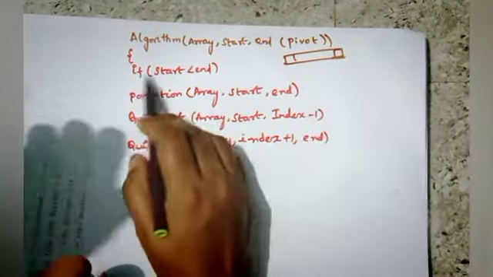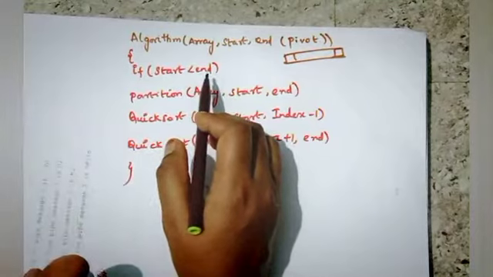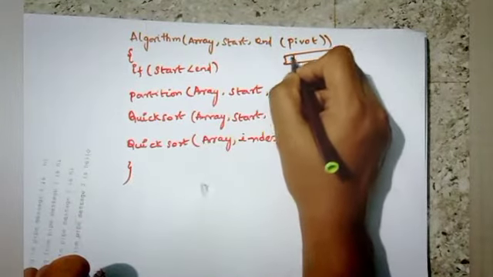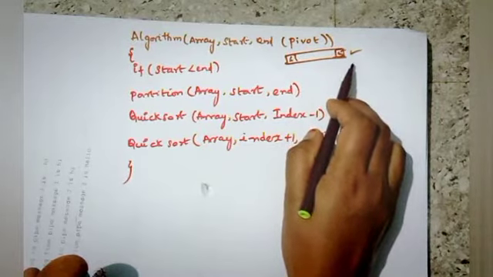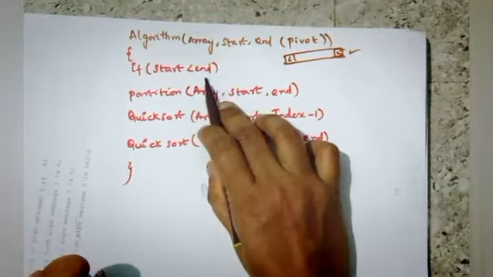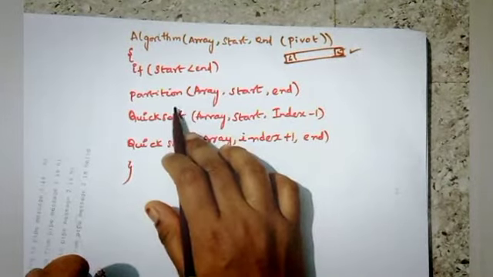Here the first condition is that start is less than end. The last element is 6, and the last element should be greater than the start element, and then you have to partition.